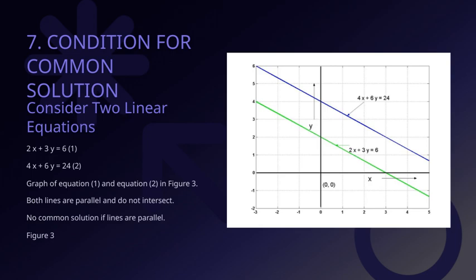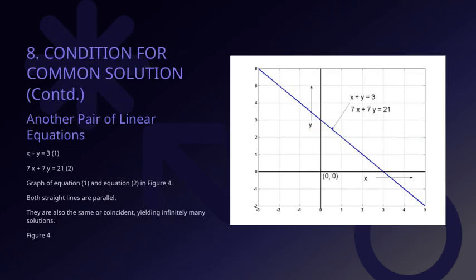In Figure 4, we see that the two lines are either the same line or they overlap perfectly, which means they are coincident. This results in infinitely many solutions because every point on one line is also on the other. Both lines are parallel, as indicated in the graph, which tells us something important about their slopes. We have the equations 7x plus 7y equals 21 and x plus y equals 3. Notice that these two equations represent the same line, just expressed differently.